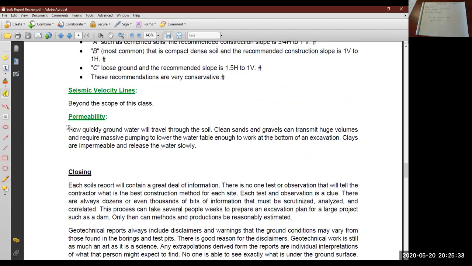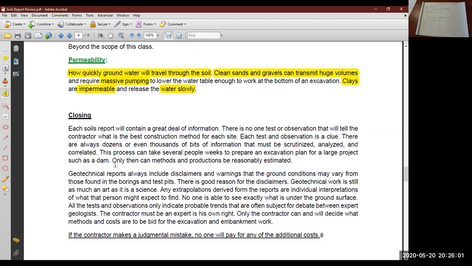Permeability, that's how quickly groundwater will travel through the soil, how permeable the soil is. Clean sands and gravels can transmit huge volumes of water and require massive pumping. Clay is relatively impermeable and releases water slowly.